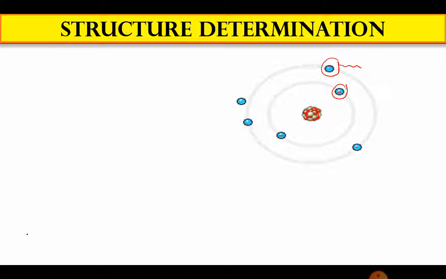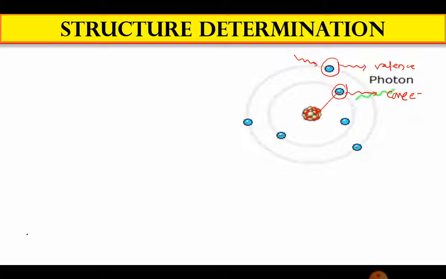Electrons that are away from the nucleus are called valence electrons. Those that are nearer to the nucleus are called core electrons. Core electrons are tightly bonded to the nucleus while valence electrons are loosely bonded, so the least energy is required to remove an electron from the valence shell.